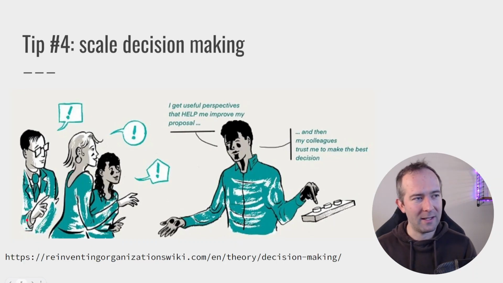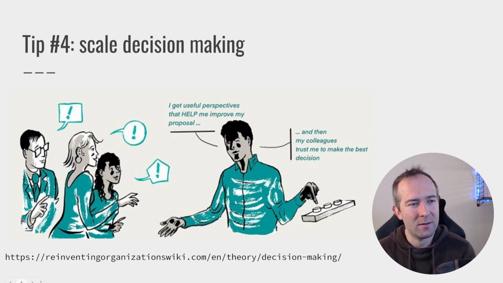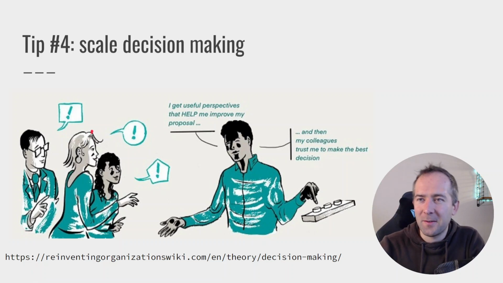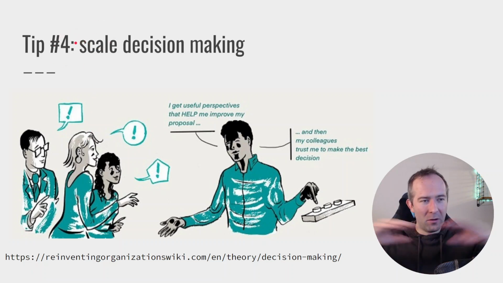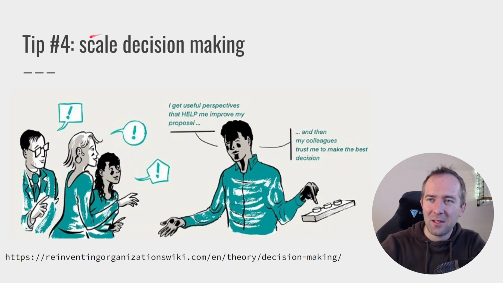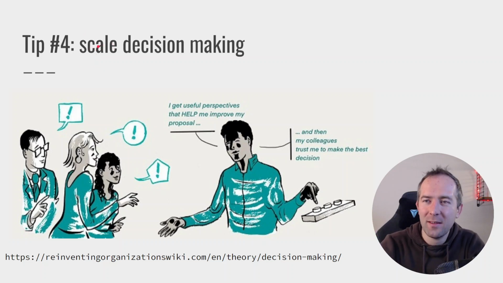Tip number 4 is how I view scaling decision-making power in your teams. Because if you decide everything yourself, you are the bottleneck. Congratulations. So how do you actually scale decision-making? And that's not only by saying, okay, team, you can decide yourself now. That's not leadership, that's just shirking away responsibility. So what is scaling decision-making? It's giving your team the tools and the processes to actually make qualitative decisions.